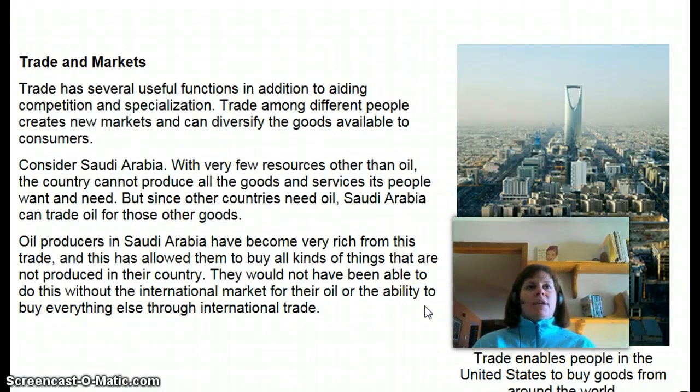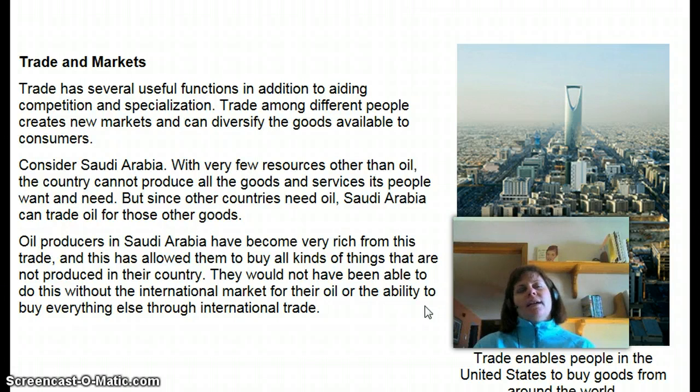Trade and markets. Trade has several useful functions in addition to aiding competition and specialization. Trade among different people creates new markets and can diversify the goods available to consumers. Consider Saudi Arabia. With very few resources other than oil, the country cannot produce all the goods and services its peoples want or need. But since other countries need oil, Saudi Arabia can trade oil for those other goods.